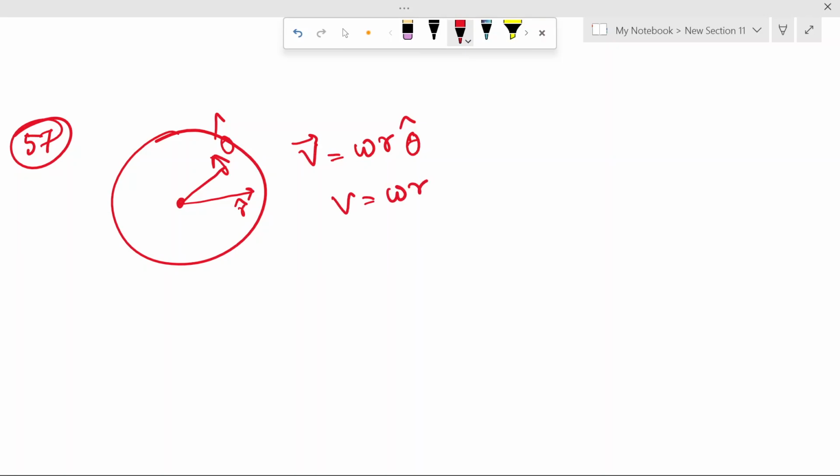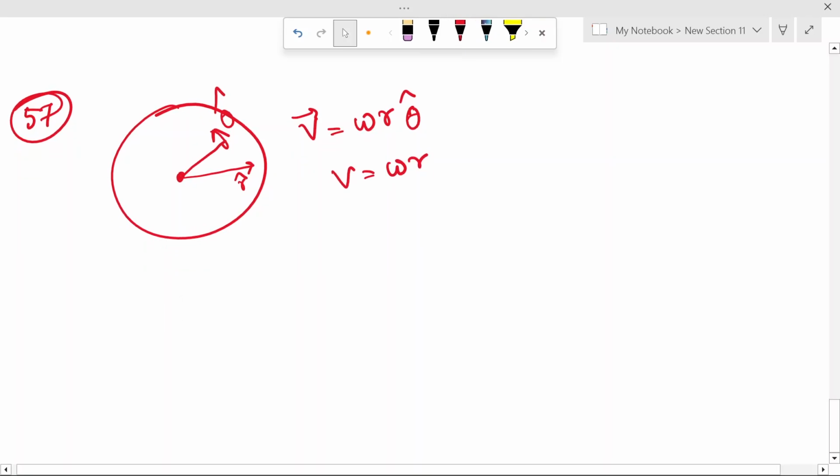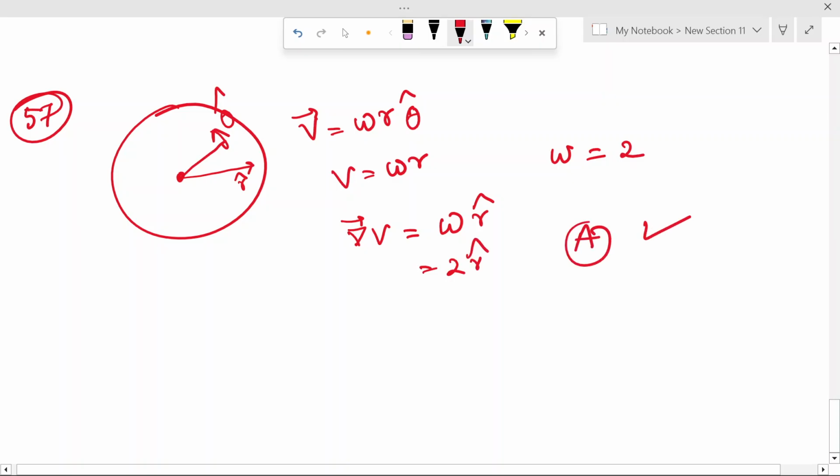The first option is the gradient of v. You can use the formula and see the gradient of v. The gradient of v will be basically del v del r, that is omega into r cap, and there are no phi or theta components, so that is omega r cap. The value of omega has been given as 2 radians per second, so 2 r cap, and this matches with option A, so option A is correct.